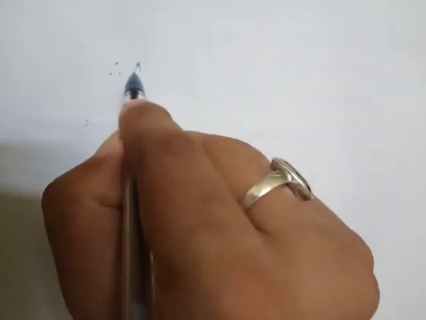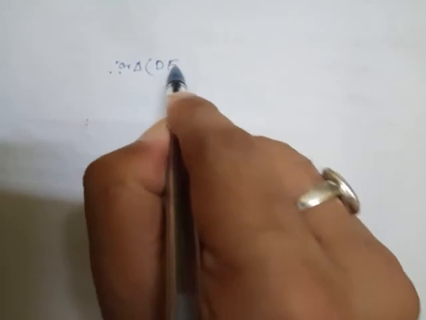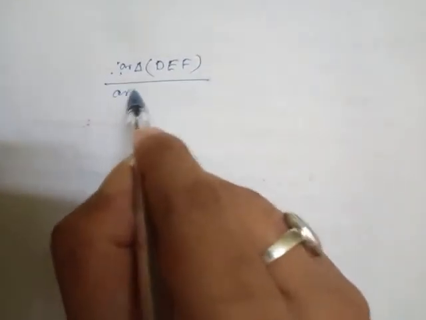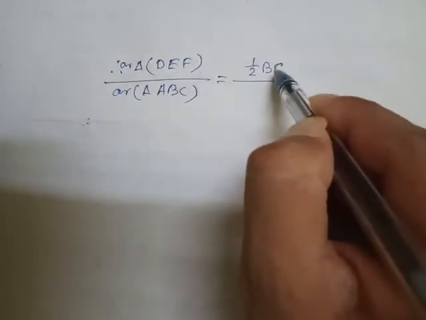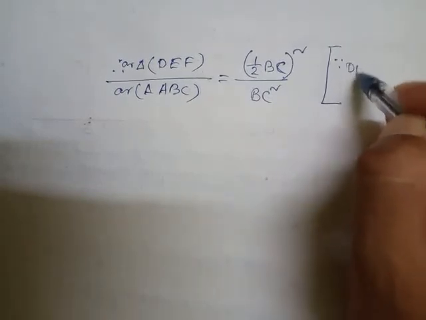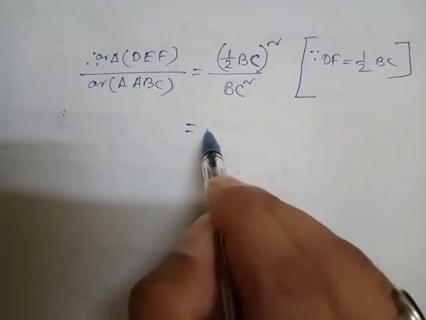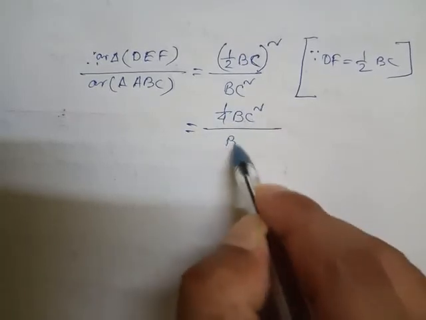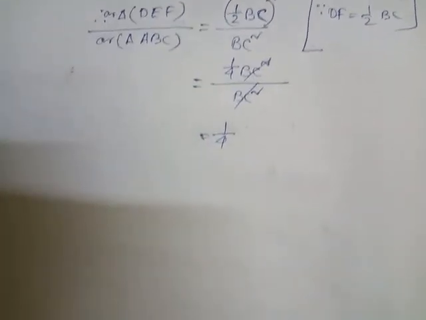Now students, here therefore area of triangle DEF by area of triangle ABC, and there is DF equal to half BC, so we'll write half BC, and there is DF square, so half BC square, and there will be BC square. Reason: since DF equal to half BC. Now look after that students. Now half squared means what? 1 by 4 BC square, and there is BC square. Cancel these two, and 1 by 4 remains.